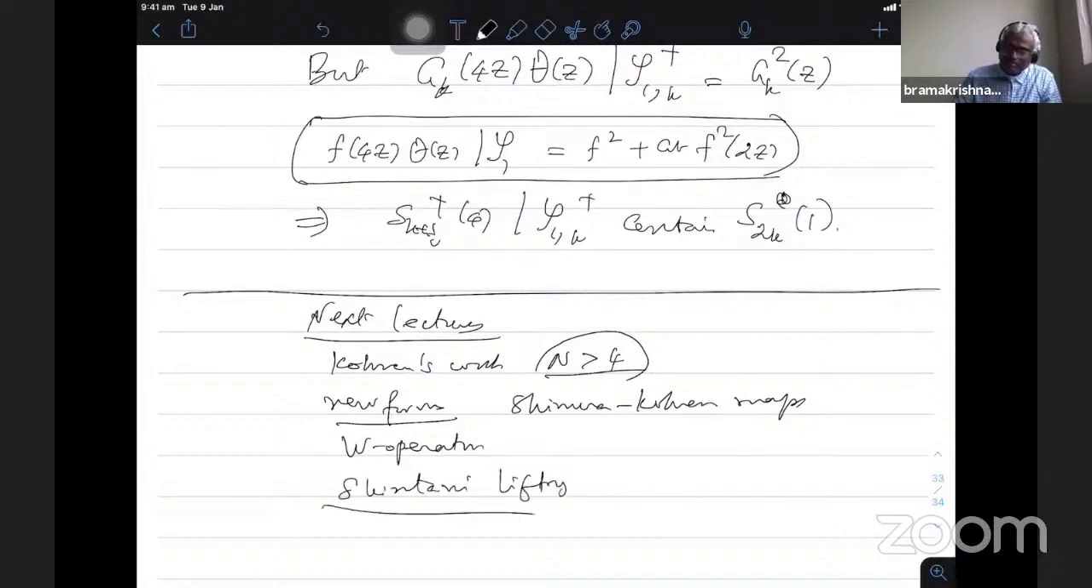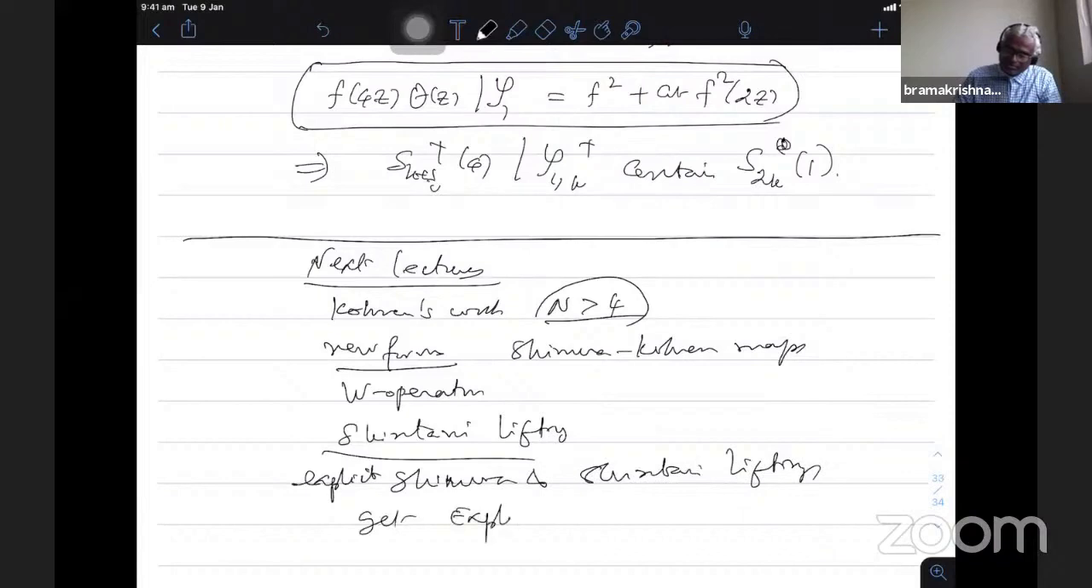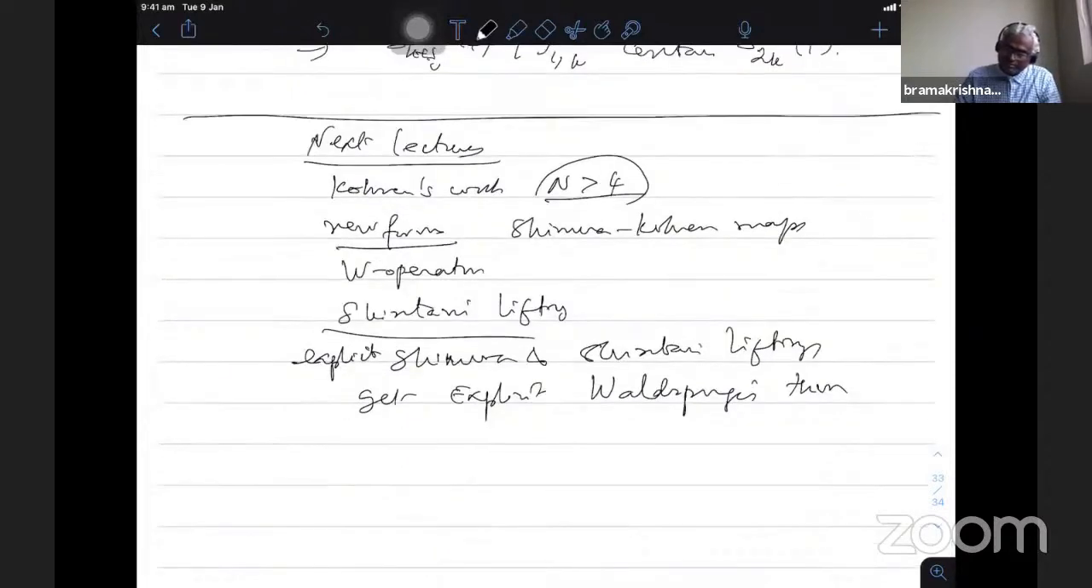And then he constructed a kernel function which gives you both the Shimura and Shintani liftings. One can easily prove that, explicitly giving the Shimura and Shintani liftings. And then using this to get an explicit Waldspurger theorem. So you'll see what the generalizations are along these lines, with brief generalizations in this direction.